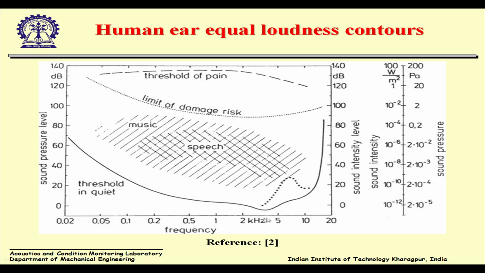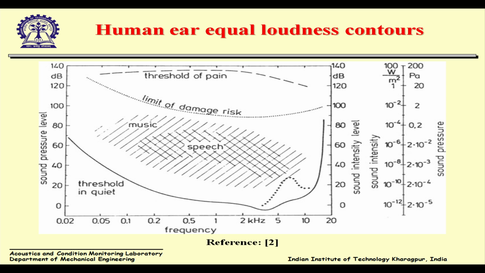So if it was a young, healthy human ear, then in the absence of any sound, what's the minimum sound it can hear? This is the threshold of hearing, which is 0 dB. That was pointed out in the previous lecture, but I would like to say that no, it's not 0 dB.